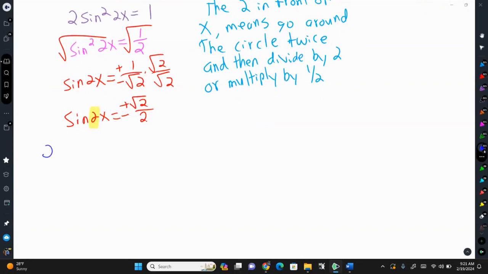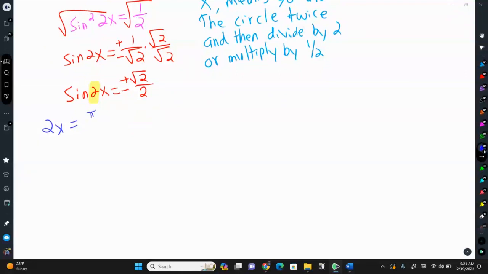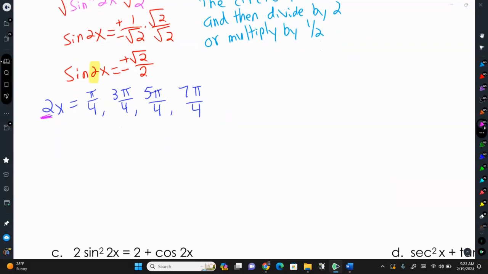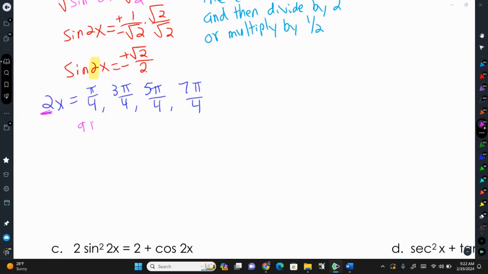So now that we've gotten to the end of that problem, instead of saying x equals, we're going to say 2x equals plus or minus the square root of 2, that's pi over 4, 3 pi over 4, 5 pi over 4, and 7 pi over 4. Okay, so that was one trip around the circle. Because, again, there's a 2 in front, we're going to make another trip around the circle. So 9 pi over 4, then 11 pi over 4, 13 pi over 4, and 15 pi over 4. So right now, we have 8 solutions.